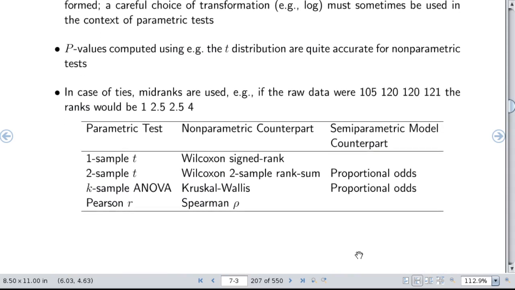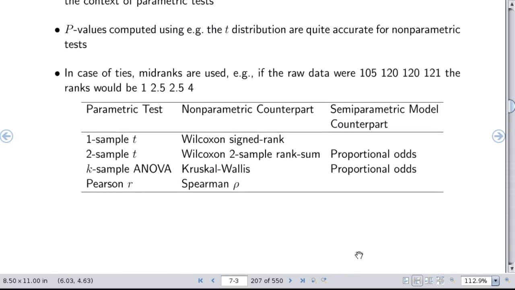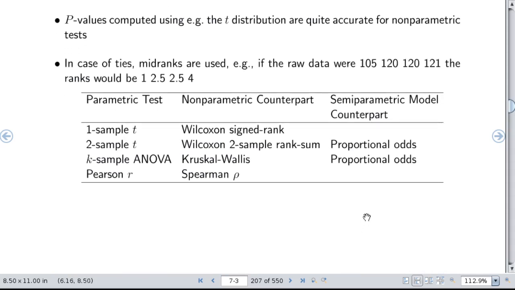If you calculate p-values using a t-distribution, let's say for a Wilcoxon two-sample test, that's quite accurate, just using an ordinary t-test on the ranks. Now, when you're ranking observations, the convention, and what actually works best, is that when you have ties you use mid-ranks. So an example will show what that is.